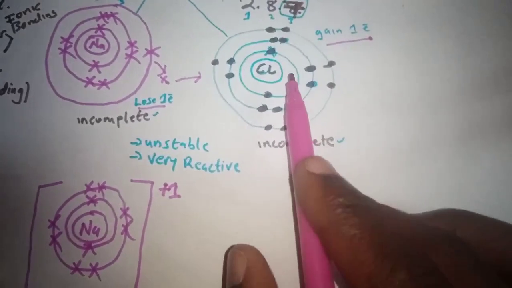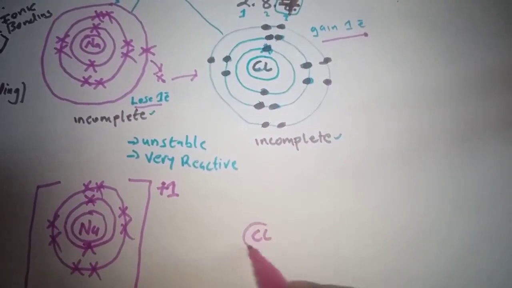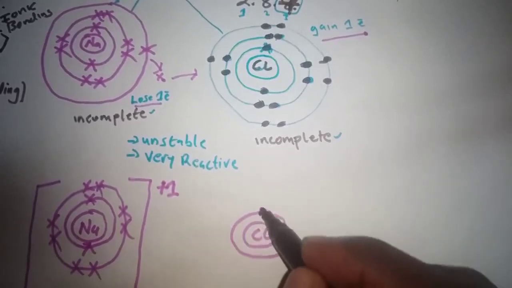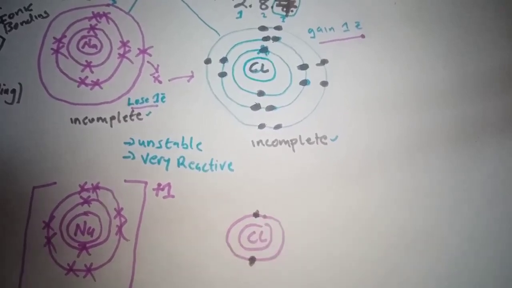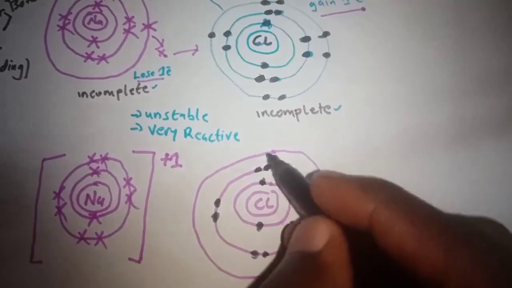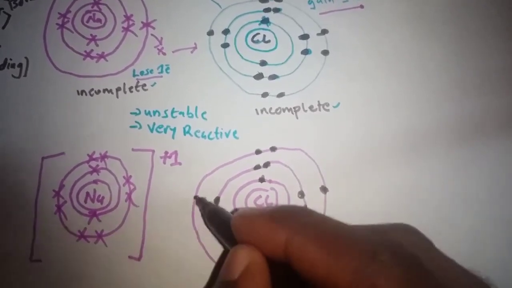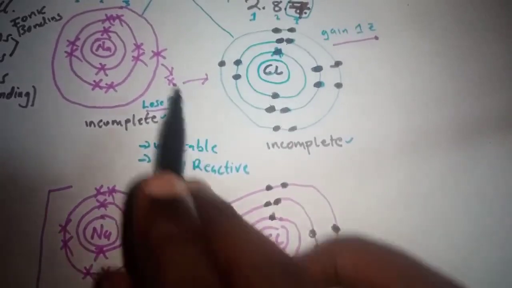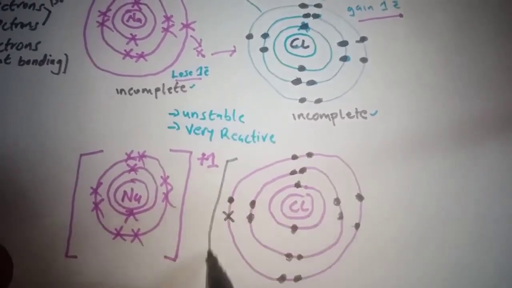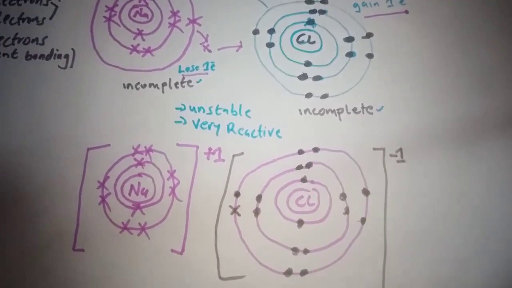Now this one here, it's going to gain so that they become 8. So you're going to have chlorine, the first shell, 2 electrons. The second shell, 8 electrons. The last shell, remember, it had 7 electrons. Now it needs to gain the one which was lost from there, so it comes here. Also you put it in brackets. It has gained 1, so whenever it gains, it becomes a minus: minus 1.